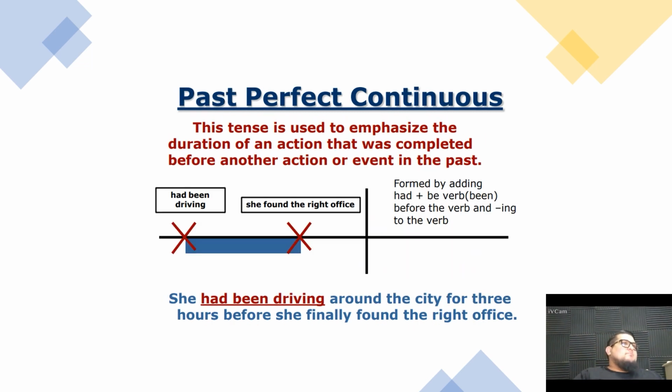The past perfect continuous, or past perfect progressive. This tense is used to emphasize the duration of an action that was completed before another action or event in the past. It's formed by adding had plus been before the verb and ing to the verb. She had been driving around the city for 3 hours before she finally found the right office.